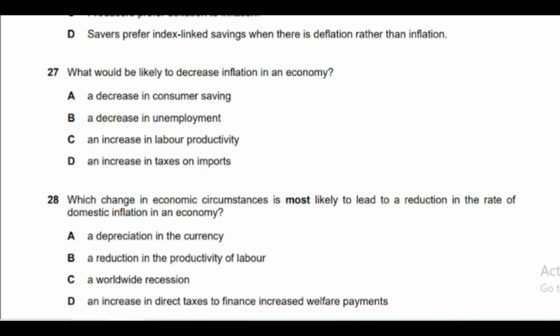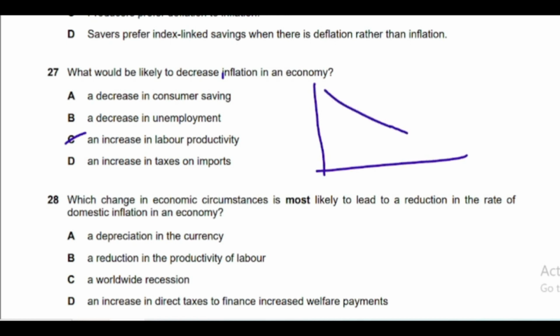Question number 27, what would be likely to decrease inflation in an economy? Inflation is when general price level increases. So here in this case, we want to decrease general price level. So C is the correct answer. Increase in labor productivity. Increase in labor productivity increases aggregate supply and reduces price level. So when price level decreases, inflation will be reduced.